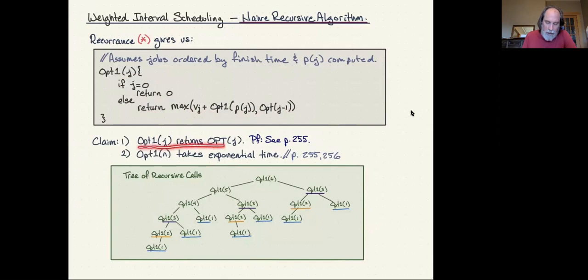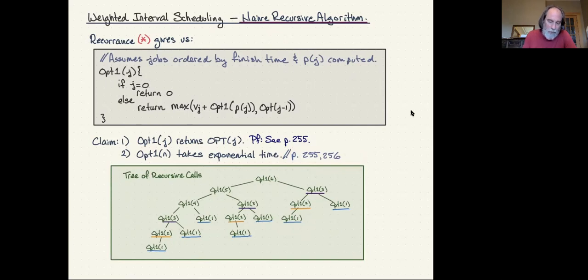So two claims. Opt1 of j returns opt of j, right? This algorithm returns the actual optimum for the first j intervals. And it's a proof by induction on j using this recurrence, to go from an inductive hypothesis to the inductive step. You can see page 255 of the textbook for that proof. And the second one is opt1 of n takes exponential time. We're not going to prove that, and it's not even proven in the textbook, but they do, in a sentence or two that overlaps this page change, suggest a particular family of inputs on which it takes time that's provably exponential.